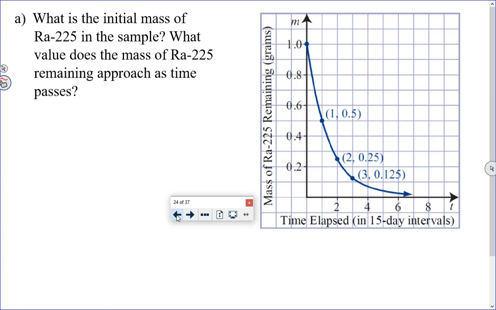What is the initial mass? Well, the initial mass is the mass when t equals 0. Initial means at the beginning. So we're talking about the y-intercept. The initial mass is 1 gram.